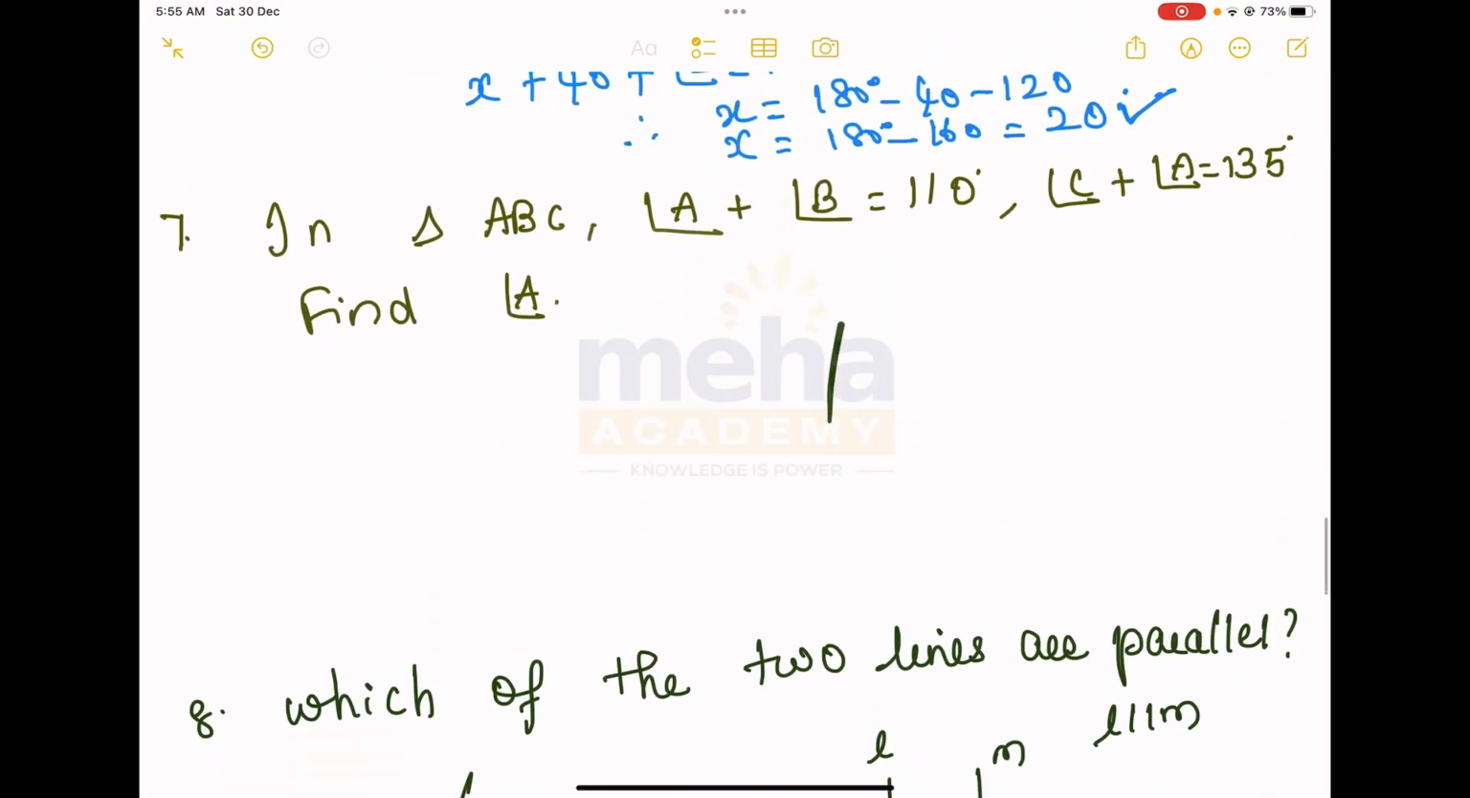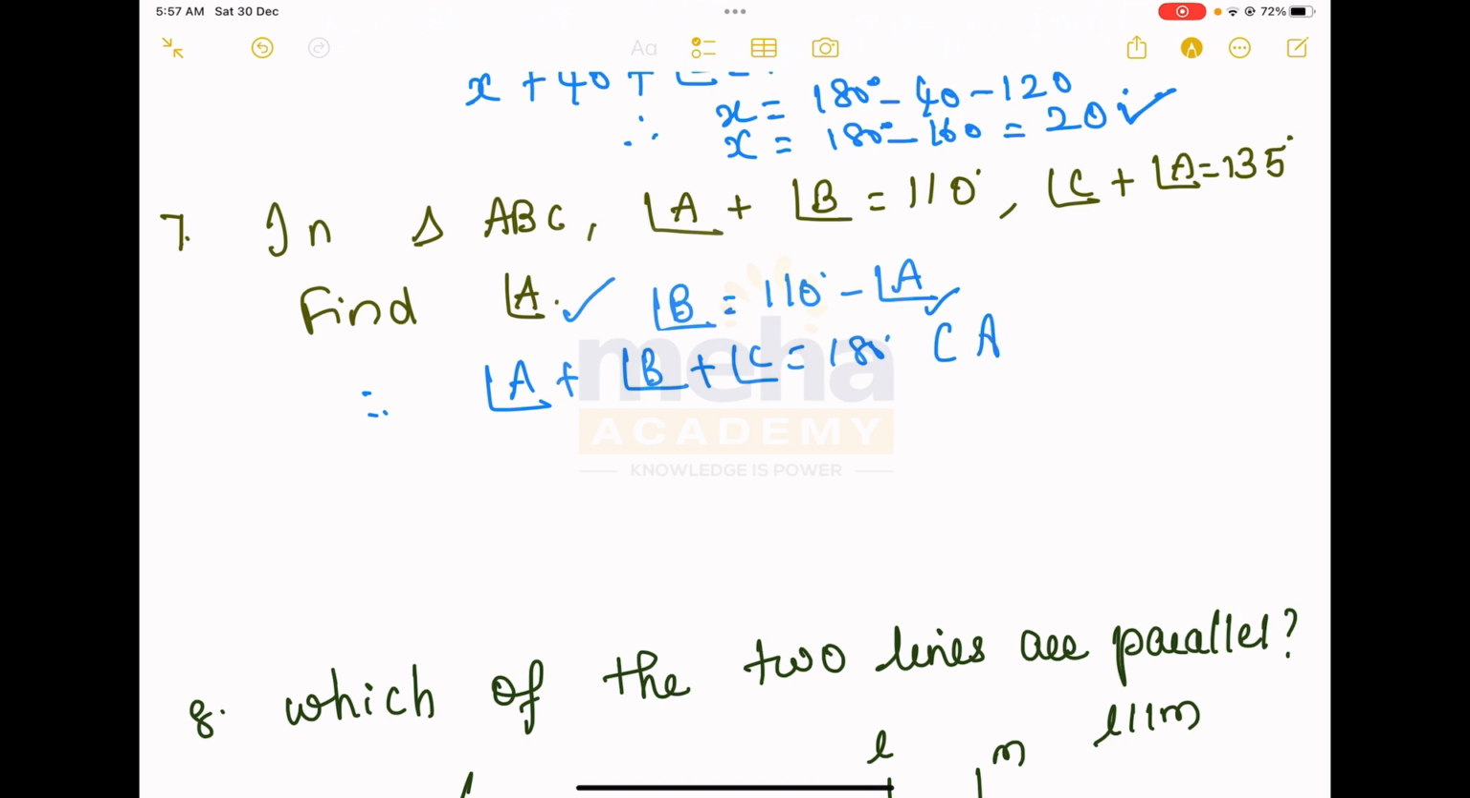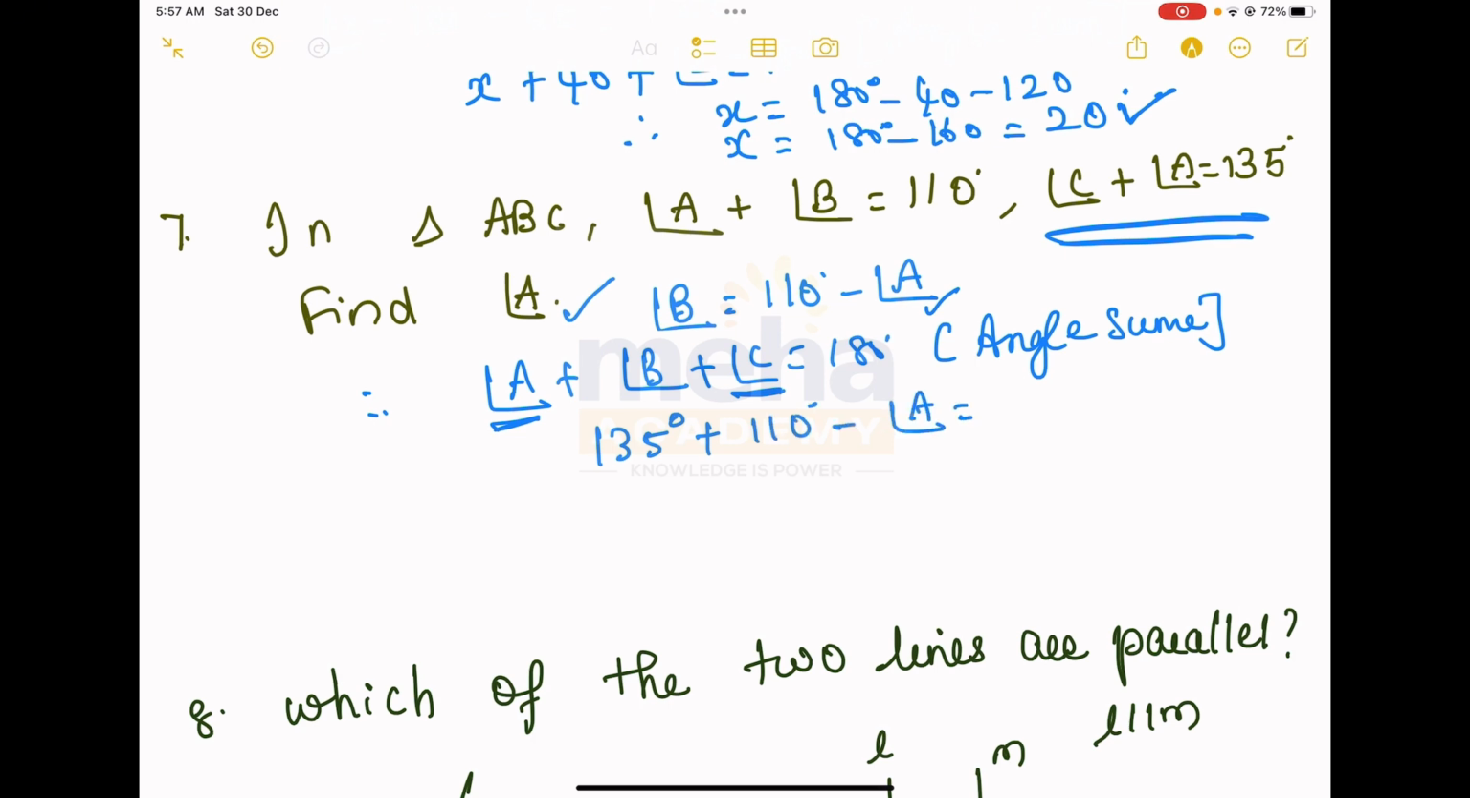Next question. So we have to find the value of angle A. Say angle B is equal to 110 minus angle A. From A plus B is equal to 180, we assume angle B is equal to 110 minus angle A. We know that in a triangle, angle A plus angle B plus angle C gives 180 degree, the angle sum property. So we also know from the question, angle A plus angle C is given as 135. So 135 degree plus angle B, which is 110 minus angle A, is equal to 180 degree.